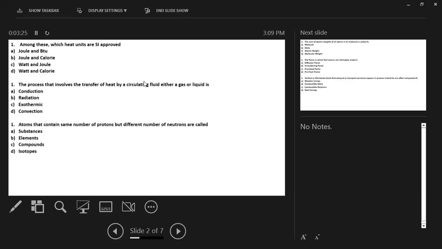Okay, next question. The process that involves the transfer of heat by a circulating fluid, either a gas or liquid, is convection. Yes, it is convection. So atoms that contain the same number of protons but different number of neutrons are called, yes, isotopes. Exactly.